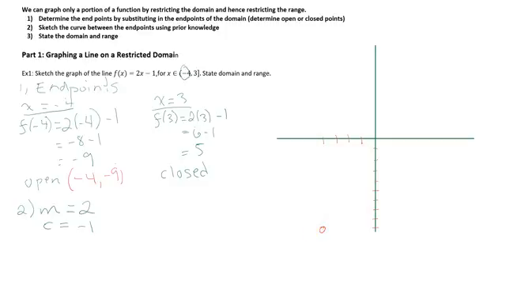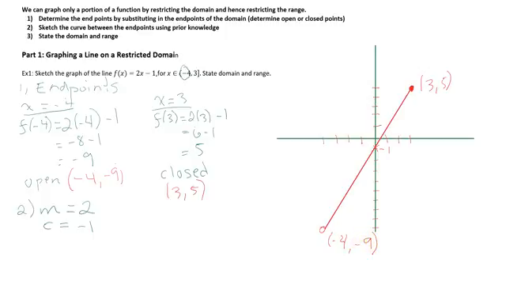And then at the point 3, 5, I have a closed point. Again, counting 1, 2, 3, 1, 2, 3, 4, 5. I just want to color that in nicely. And then because it's a line, I can really just join it with a line. Notice it does go through the y-intercept of -1, so my line is in the right place.